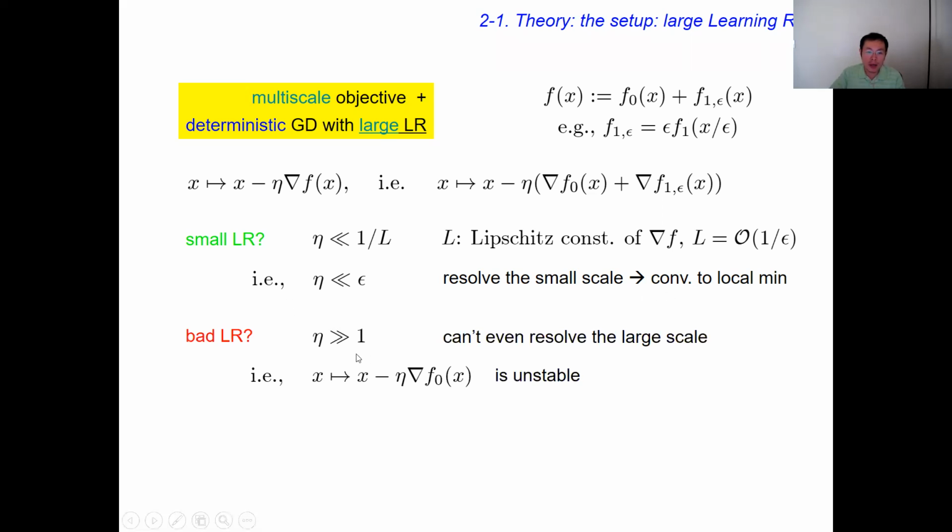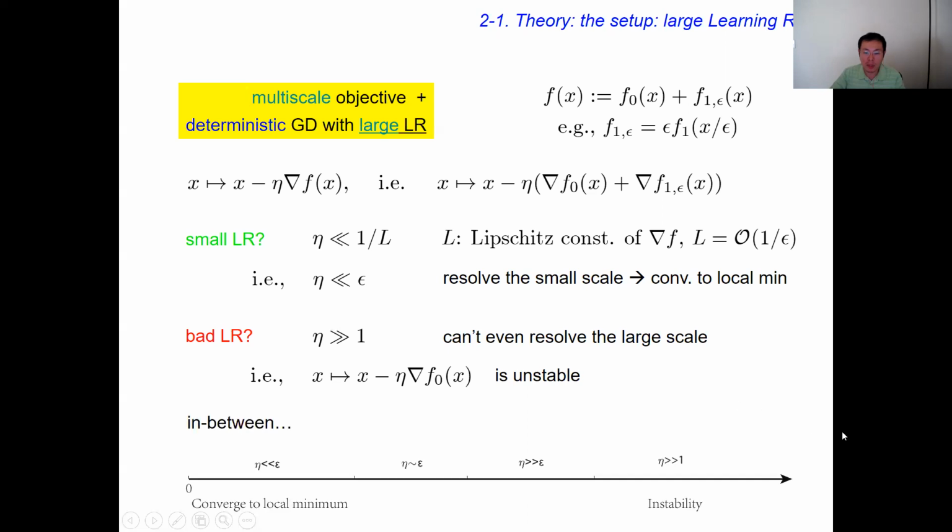The learning rate cannot be arbitrarily big. If eta is too big, then you cannot even resolve the large scale, and like the animation that I showed earlier, the iteration will be unstable. Even if you discard the stiffness, it can still be unstable. So this is basically a regime you cannot use. But in between, you have a lot of space. Let me call this space in between the large learning rate regime. As eta keeps on growing, you will first enter something that we call a local chaos regime, and as eta further increases, you will enter a global chaos regime.